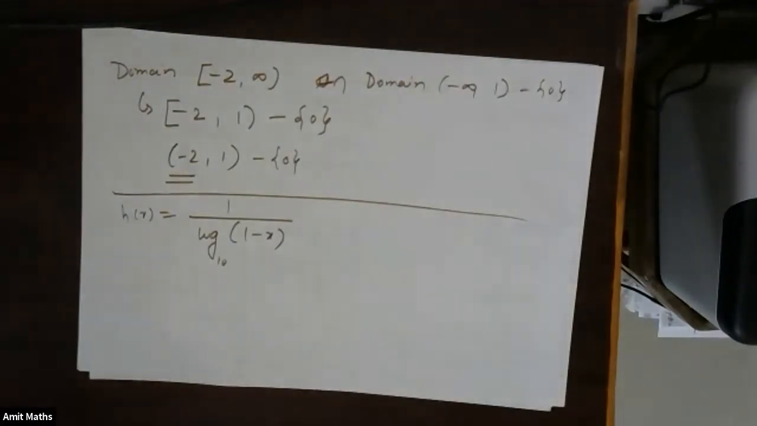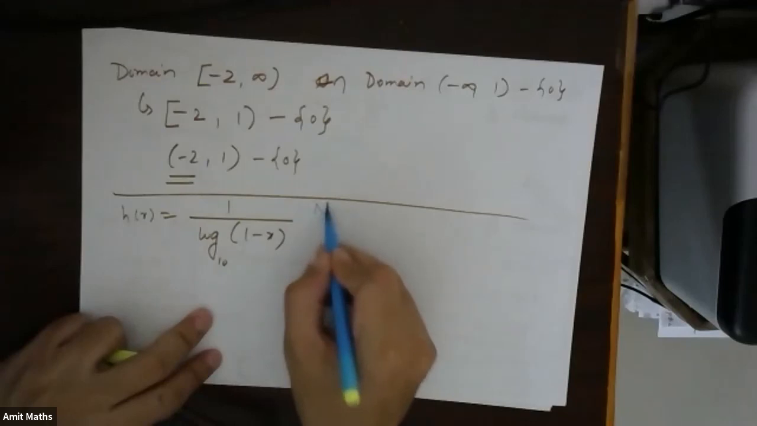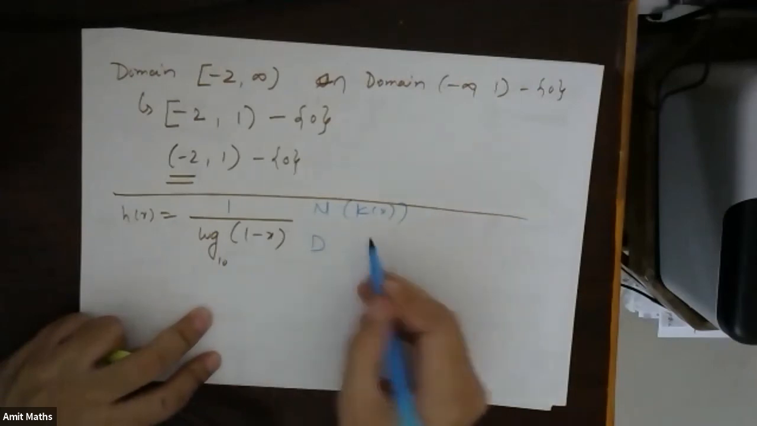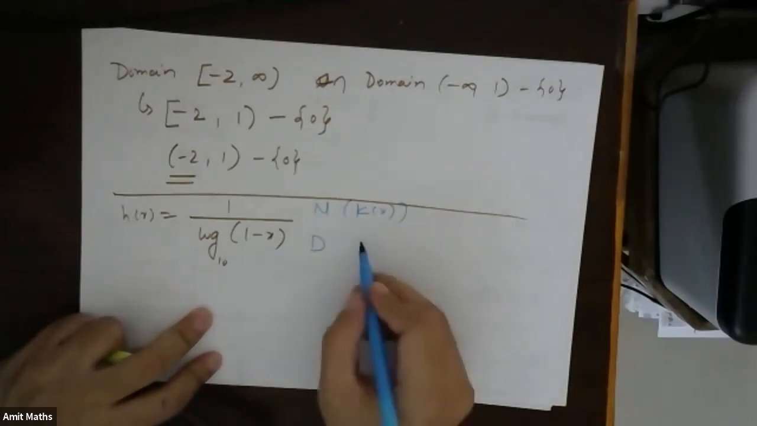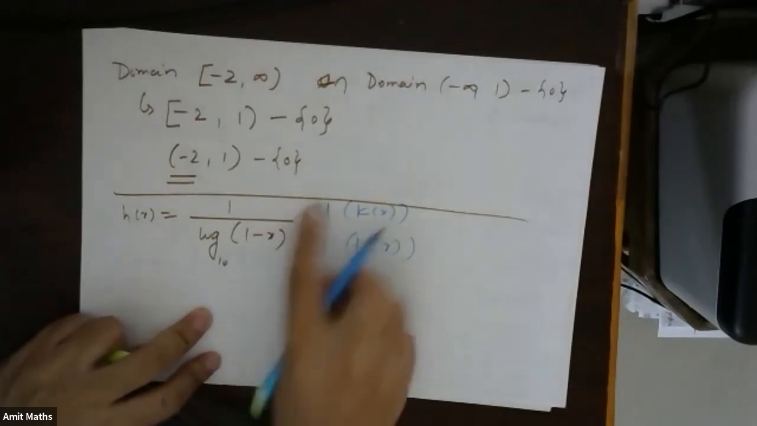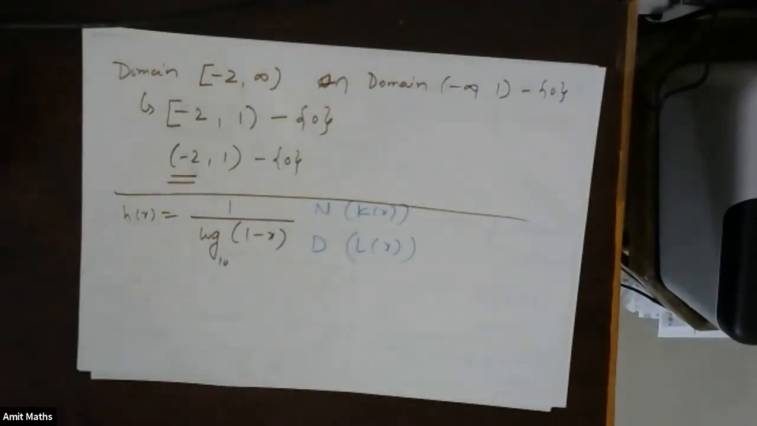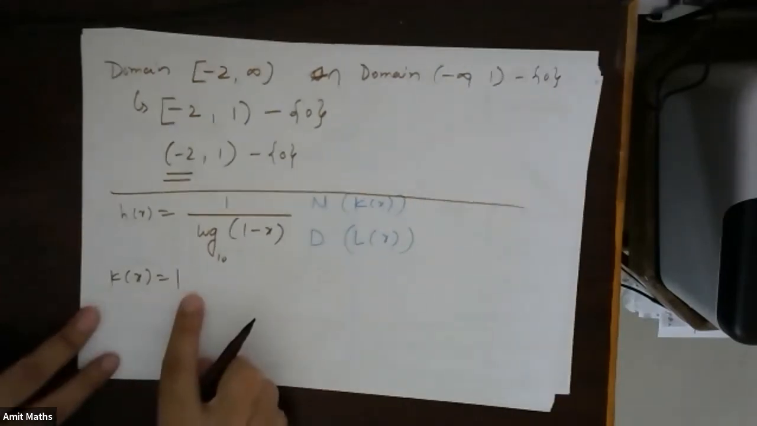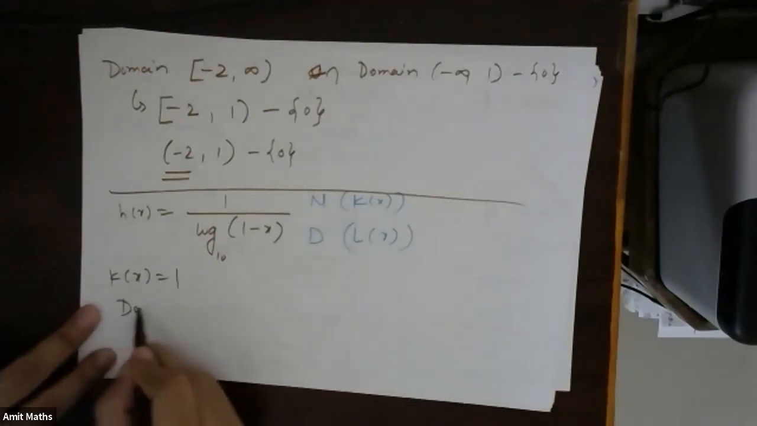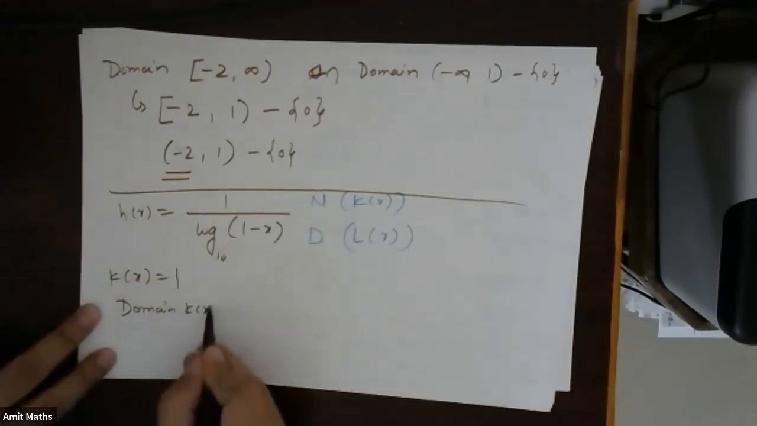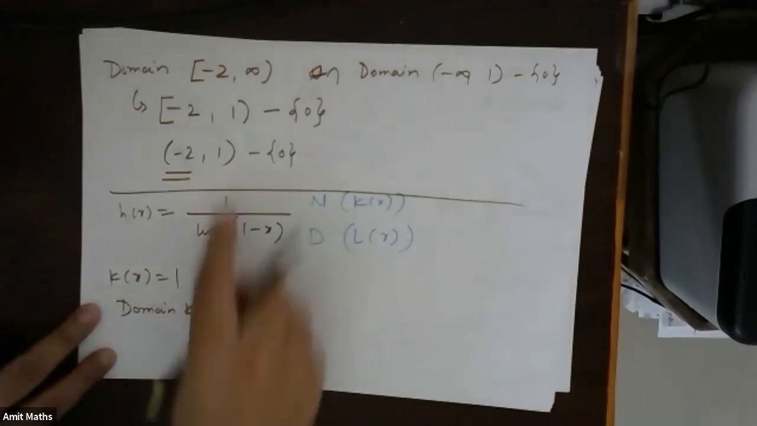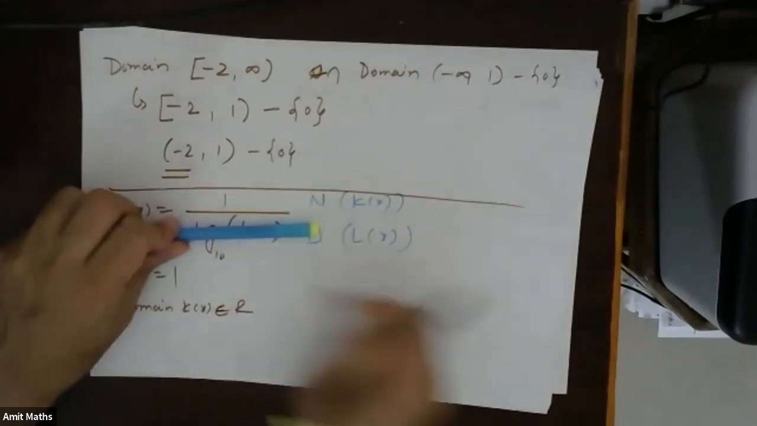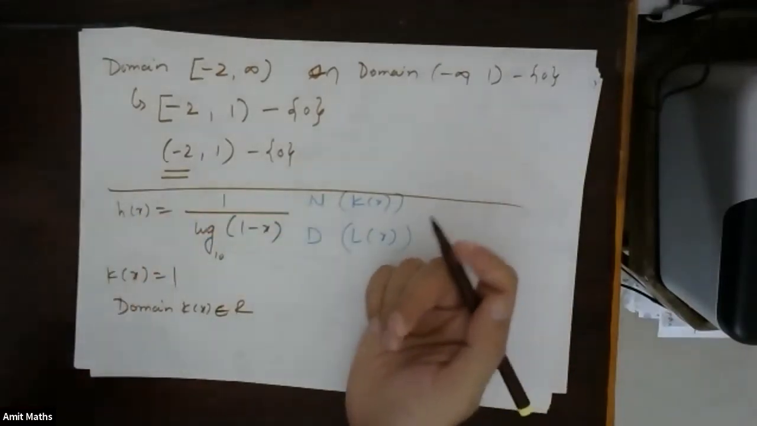I will write the numerator as k of x, and the denominator as L of x. I'm writing these two as different functions. So first, k of x is equal to 1. Now this is a constant function. The domain of k of x belongs to real numbers. Whatever you substitute, the numerator is a constant and will give you 1 only. So there is no problem with the numerator.